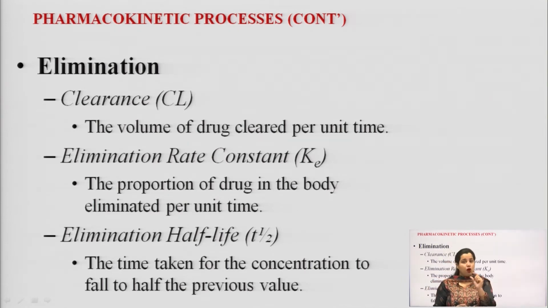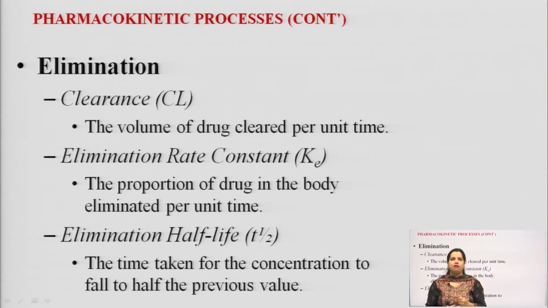The proportion of the drug, the amount of the drug: if 50% of the drug has reached systemic circulation, how much is getting eliminated through the system? Basically, it is the proportion of drug in the body eliminated per unit time. From the total amount, we observe how much proportion is getting eliminated through the system.